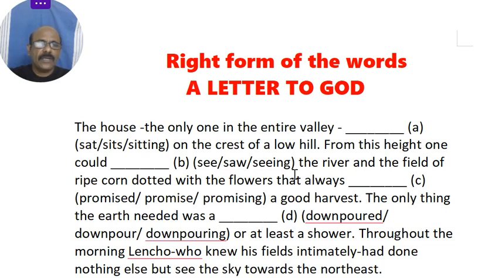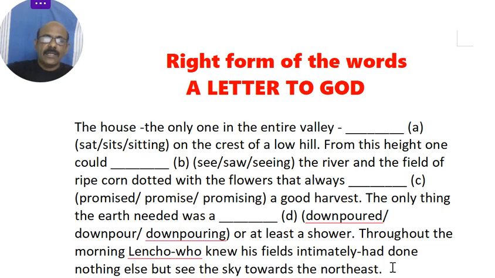This sentence is also in the past tense, so the past tense is coming: promised. Next, the only thing the earth needed was a dash. What does it mean? It's a downpour. Was a downpour. Downpour means raining, a heavy rain or a good rain. Here we are taking a noun only, because the verb is already given there. Here, if no verb is there, use V2.